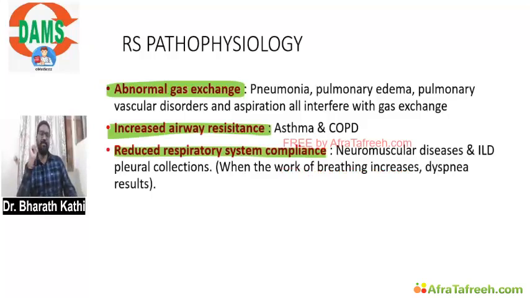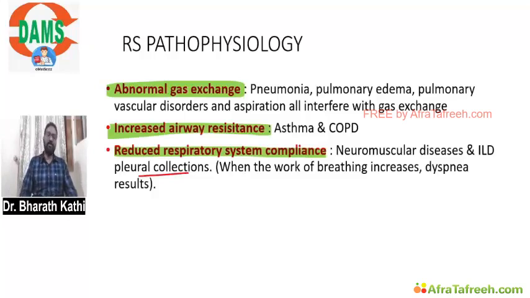If it is due to increased airway resistance, give drugs which will open the airways and reduce the resistance. If it is due to reduced respiratory system compliance, the especially reversible cause is pleural collection. So just aspirate the fluid or put an ICD and evacuate the air. The patient will get immediate benefit. So this is how you should think in terms of pathophysiology with respect to respiratory disease.